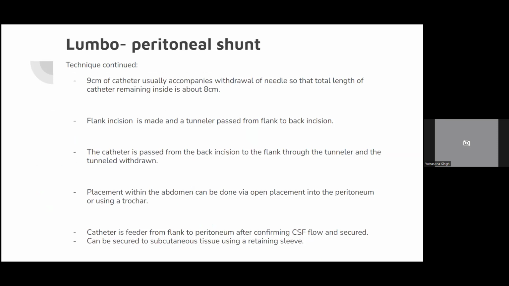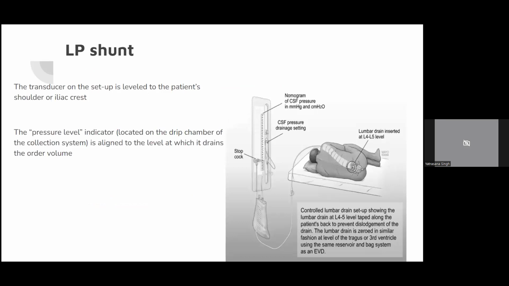Then a flank incision is made and a tunnel passed from the flank to the back incision. The catheter then passes from the back incision to the flank through the tunneler. And placement is done within the abdomen via an open placement into the peritoneum or using a trocar. The catheter is fed from the flank to the peritoneum after CSF flow is visualized and it is secured. It can also be secured to the subcutaneous tissue using a retaining sleeve.